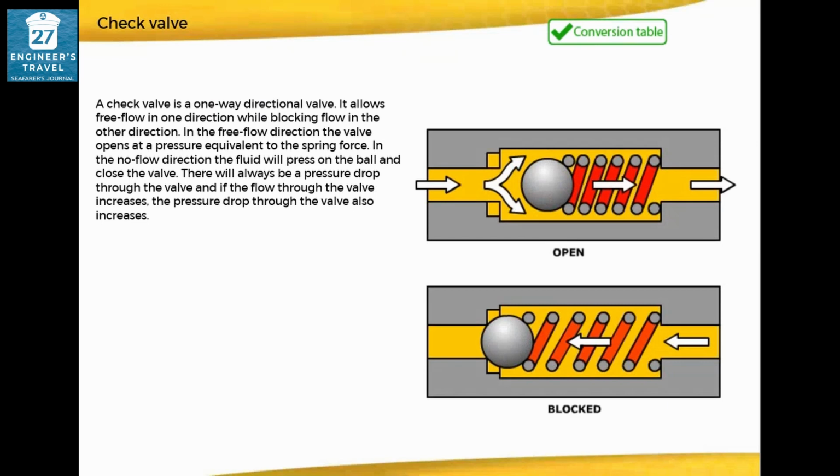A check valve is a one-way directional valve. It allows free flow in one direction while blocking flow in the other direction. In the free flow direction, the valve opens at a pressure equivalent to the spring force. In the no-flow direction, the fluid will press on the ball and close the valve. There will always be a pressure drop through the valve, and if the flow through the valve increases, the pressure drop through the valve also increases.